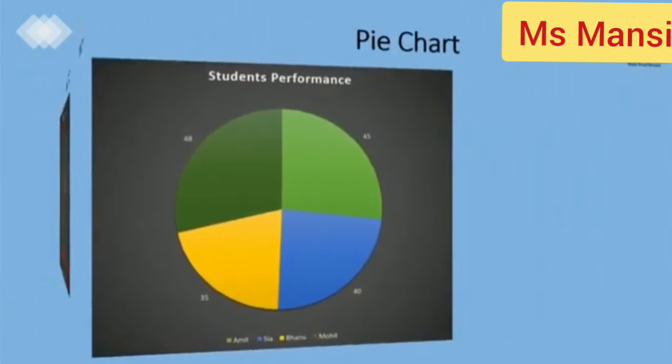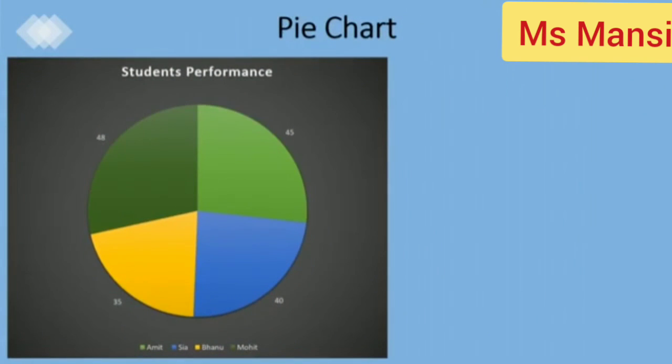What is this? This is a pie chart. What is this? This is a pie chart. This chart displays data in the form of a circle that is divided into a series of segments. Okay, and these segments show the relative size of each item in a chart.